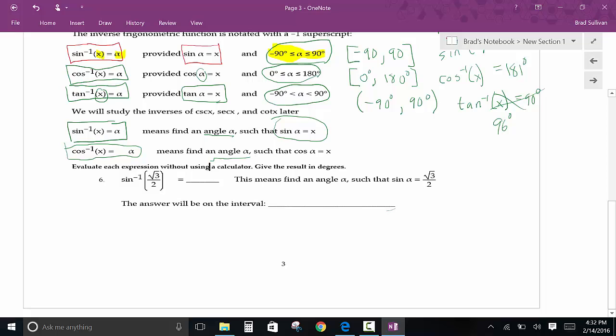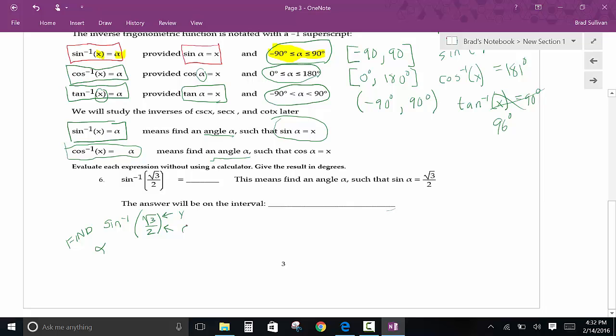Okay, so what I'm going to do now is look at solving a few problems like this. On number 6, I'm asking you for the inverse sine of the square root of 3 over 2. The first thing you need to know when you see this symbolism is that you're finding an angle alpha. You need to find the value of that angle. And since the definition of the sine is y over r, I've really given you the parts of one of those special triangles.